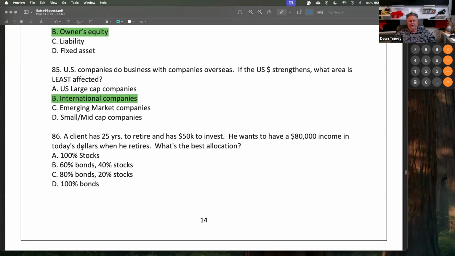Client has 25 years to retire, has $50,000. He wants to have $80,000 in income in today's dollars when he retires. What is the best asset allocation?